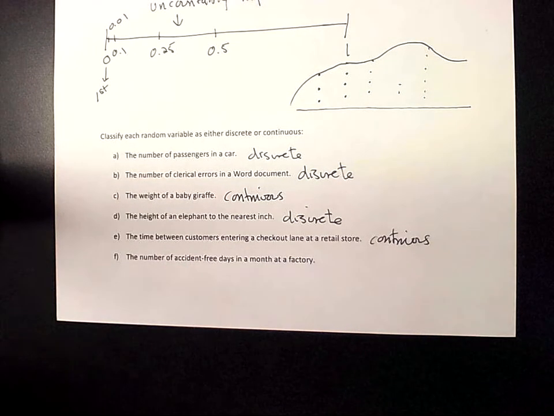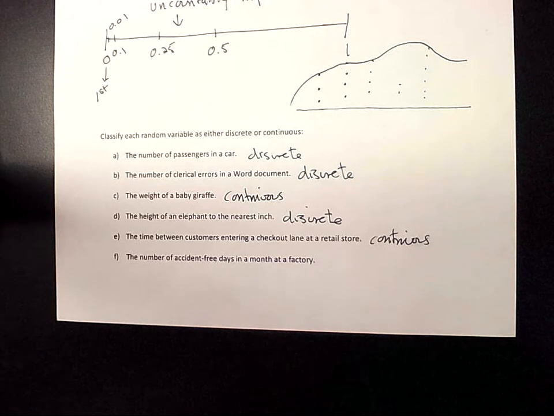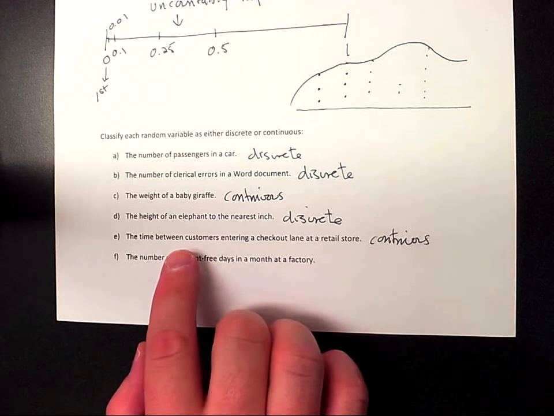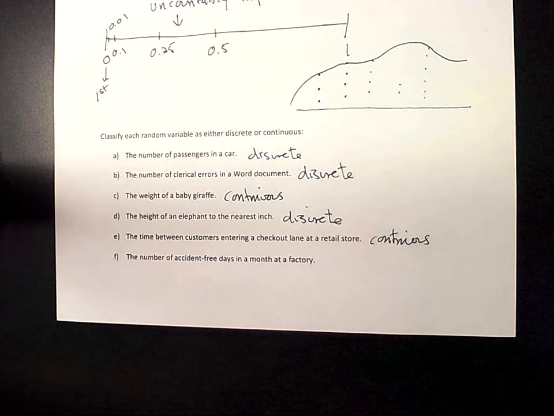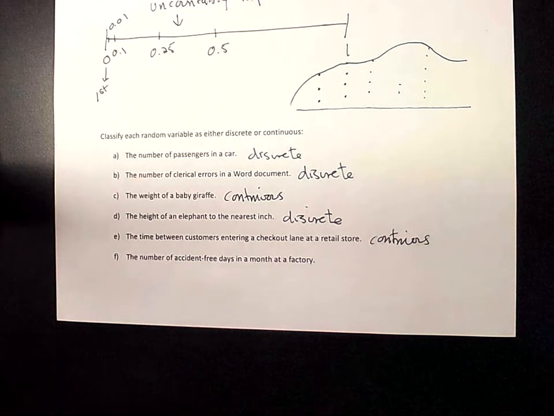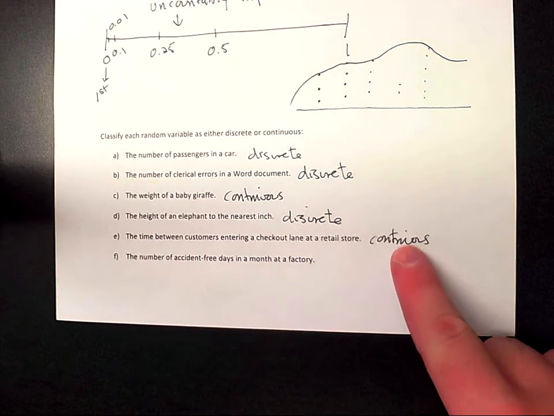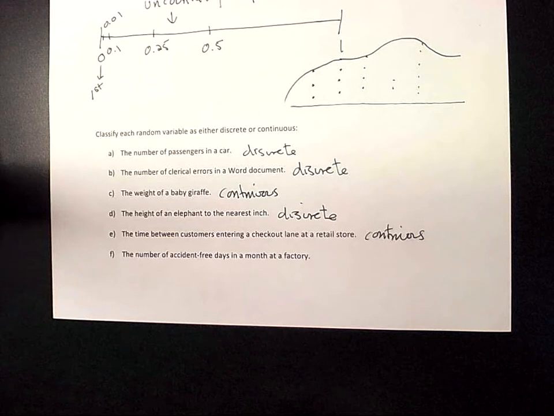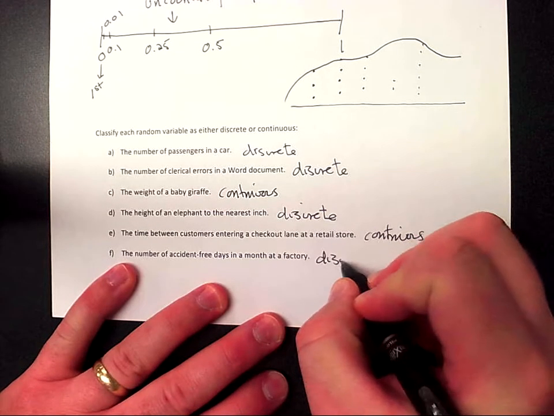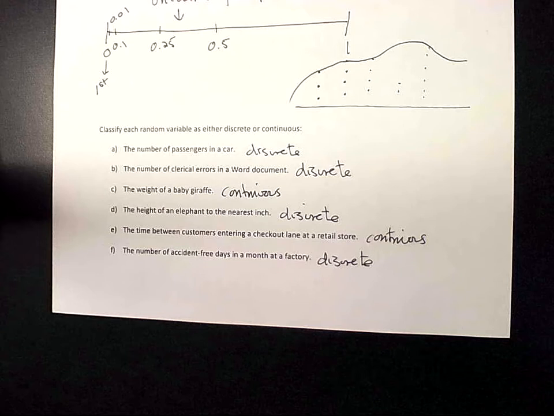Awesome, right? It doesn't matter if I'm standing there counting in seconds, or if I'm using my phone, or if I'm using a super accurate stopwatch or something like that, right? If I'm just looking at time, I can get as accurate as I want. But then if I said the time between customers at a retail store to the closest second, it would be discrete. Awesome. The number of accident-free days in a month at a factory. Discrete. Because again, it's going to be finite and countable. All right, is everybody good with the difference between discrete and continuous random variables?